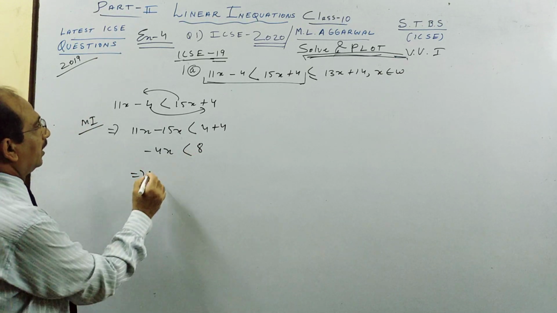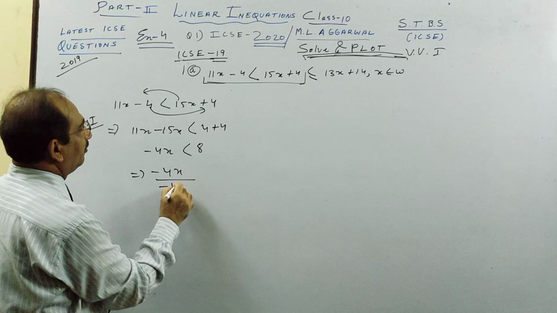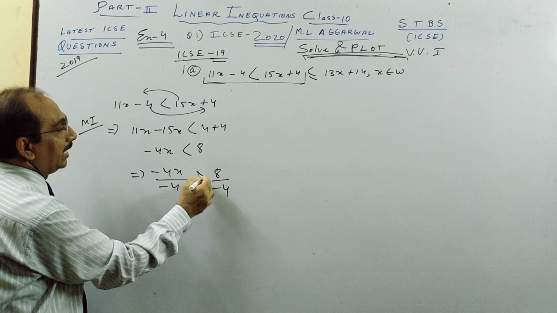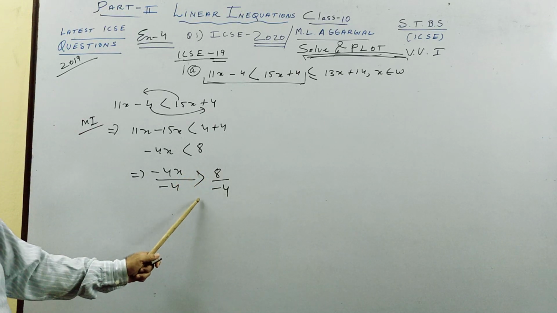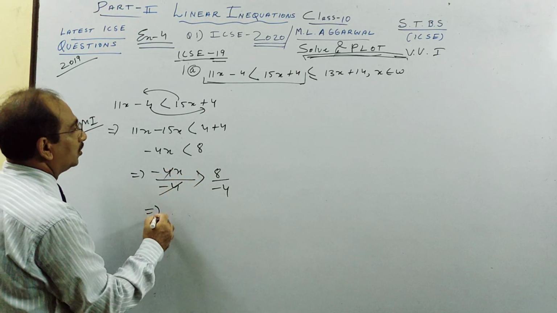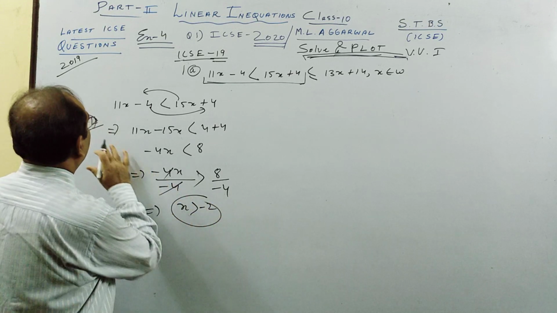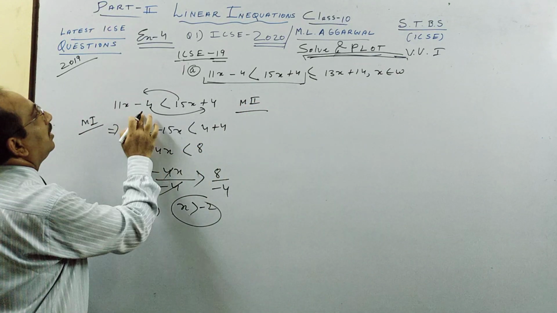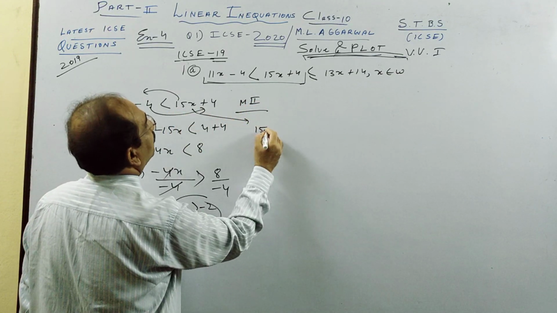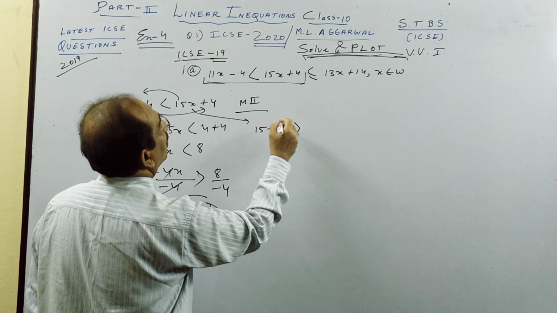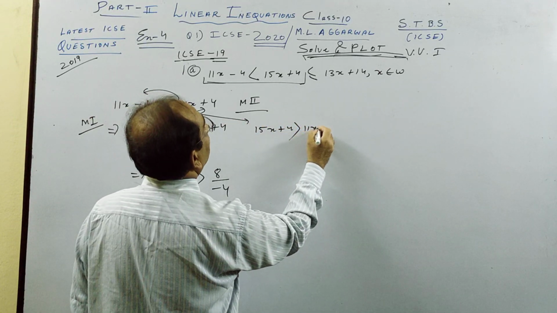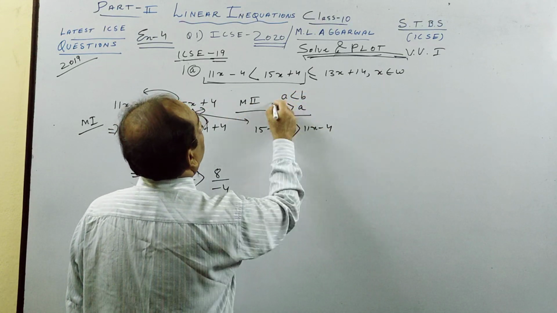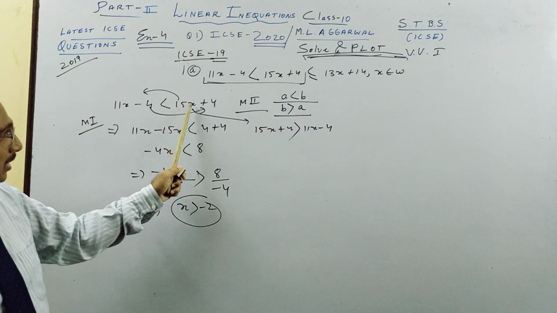Here what we do, children, in the traditional method we divide by minus 4. As soon as we divide by minus 4, the sign is changed. This is the difference between inequation and equation. So x is greater than minus 2. This is method 1. But what I advise is, from here you write it opposite: 15x plus 4 is greater than 11x minus 4. As I told you, if a is less than b, then b is greater than a. My note 1: if this is less than this, this is more than this.